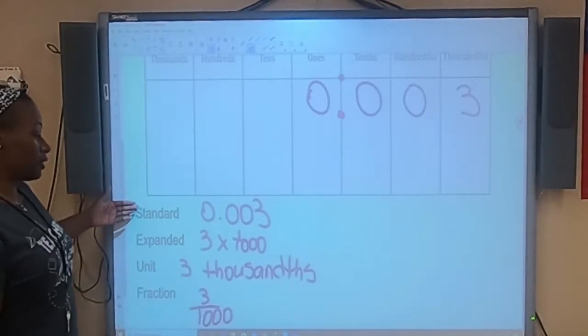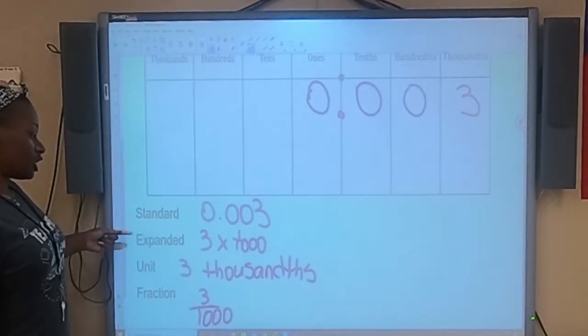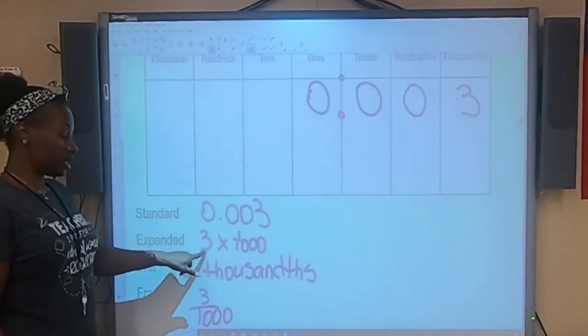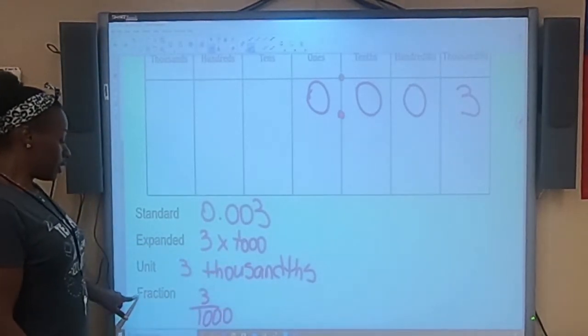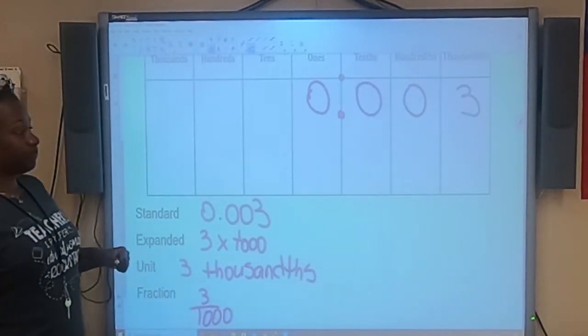So remember, standard is all digits. Expanded uses a multiplication sentence. Unit uses a number and the unit. And the fraction is simply a fraction.